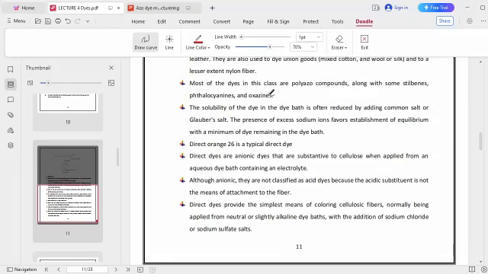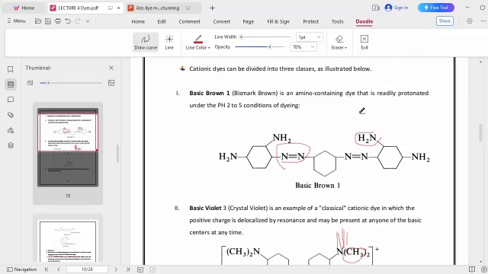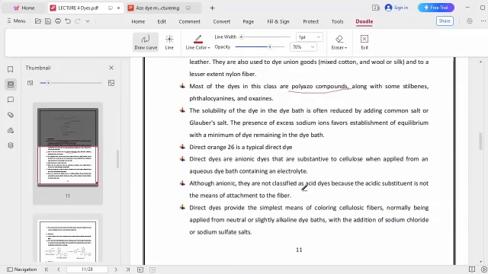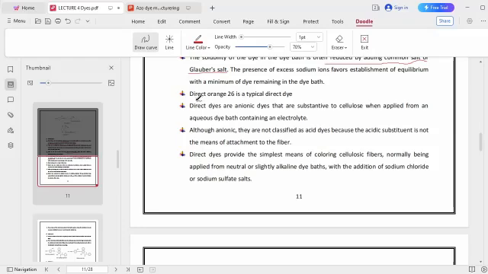Most of the direct dyes are what are known as polyazo compounds. So they have many azo groups, these NN groups. Okay. And the solubility of these dyes is often reduced by adding common salt, our sodium chloride, or what's known as Glauber's salt. Okay. An example of a direct dye is direct orange 26, and these dyes are commonly applied to cellulose fibers.